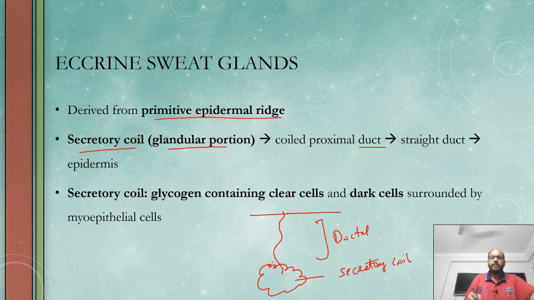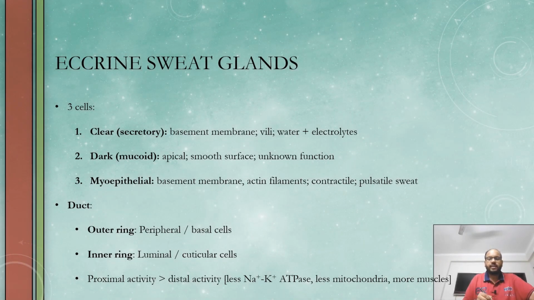Now, the secretory coil has essentially three types of cells. You have clear cells, dark cells, and myoepithelial cells or myocytes. Three types of cells. Let's learn about them. You have clear cells, which are secretory in nature. They are located at the basement membrane. They have villi, that means they have projections, and they are responsible for secretion of the major part of sweat, which is water and electrolytes.